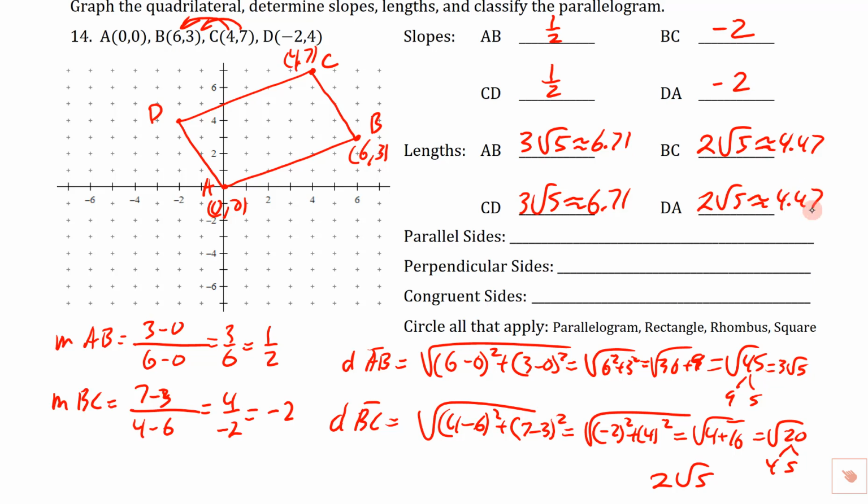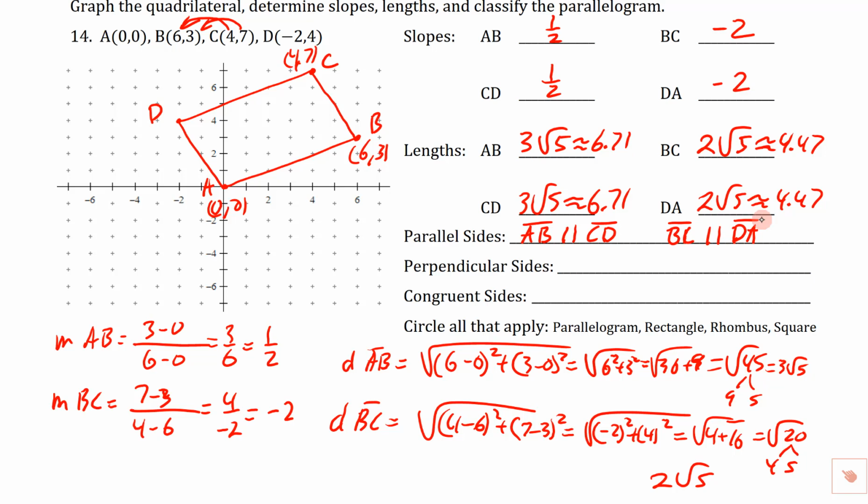Now, what are the sides that are parallel? So the sides that are parallel are AB is parallel with, so we'll use the right symbols here, AB is parallel with CD because they have the same slope. And then these two are parallel because they have the same slope. So I'm going to do BC is parallel to DA. Okay, and I'll go ahead and use the format that they've got there.